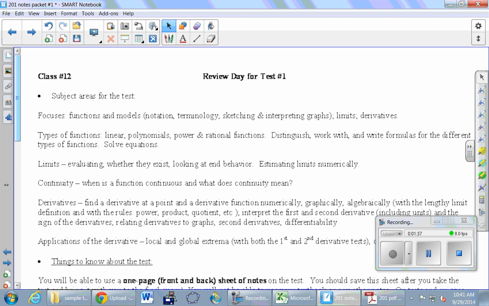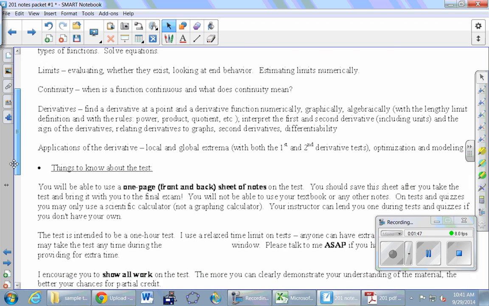Continuity was a very minor topic, but it's listed here. I want you to be able to tell me when a function is continuous and what it means for a function to be continuous. Derivatives, you can see, is the thickest kind of bullet point here. You need to be able to find a derivative at a point and a derivative function numerically, graphically, and algebraically. Sadly, with that lengthy limit definition, this will be the last time I ask you to do the limit definition of a derivative, but this test, it might come up.